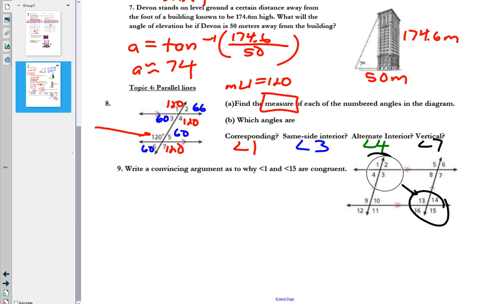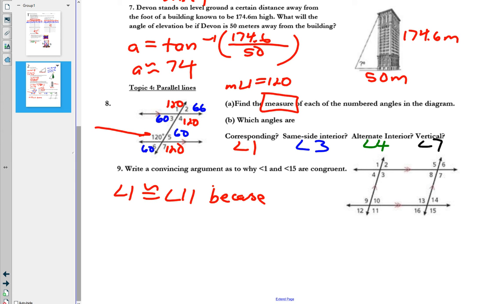So if we look at 1 and 15, there's several ways you can construct this argument. I would probably say something along the lines of angle 1 is congruent to angle 11 because, well, what's the relation between 1 and 11? Because there is a transversal that connects them. Because they're alternate exterior.